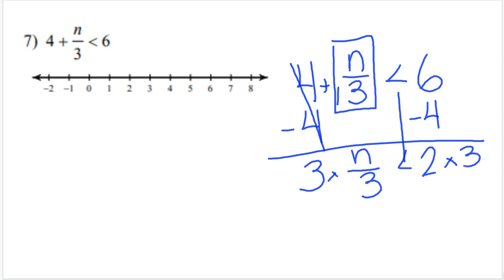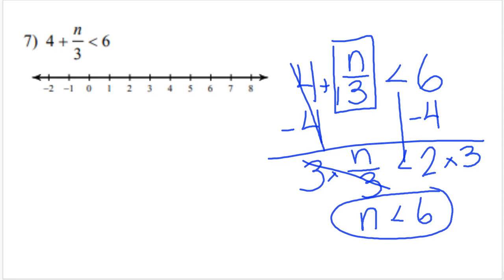I'm going to multiply on both sides. This would go ahead and give me 1, so I bring down my n. I bring down my inequality, and 2 times 3 is 6. So my answer is n is less than 6. Remember, this gives me an open circle, so I'm going to go ahead and put an open circle on 6. Because n is less than 6, I'm going to go ahead and graph to the left. Let's go ahead and look at the next problem.